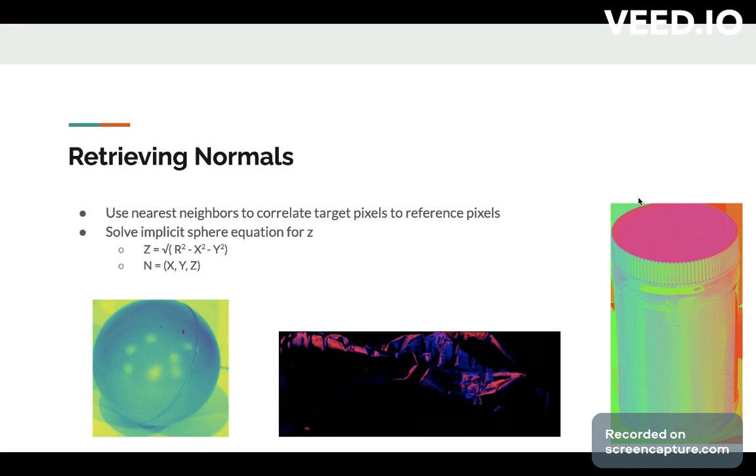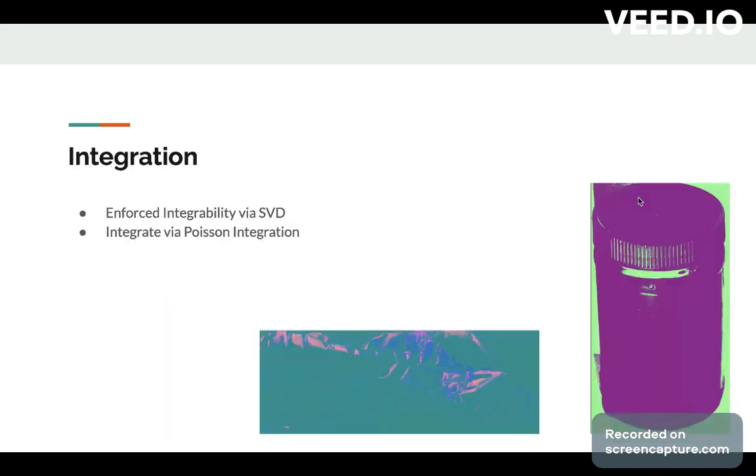And after I retrieved these normals, I integrated them using my code from assignment 5 in a similar manner, where I enforced integrability using singular value decomposition to solve for some matrix Q that I could multiply my pseudonormals with in order to get some integrable normals. And after that, I integrated via Poisson integration. And as you can see here, my normals for the water bottle came out relatively the same, whereas my normals for my peanut butter jar actually lost a lot of detail.